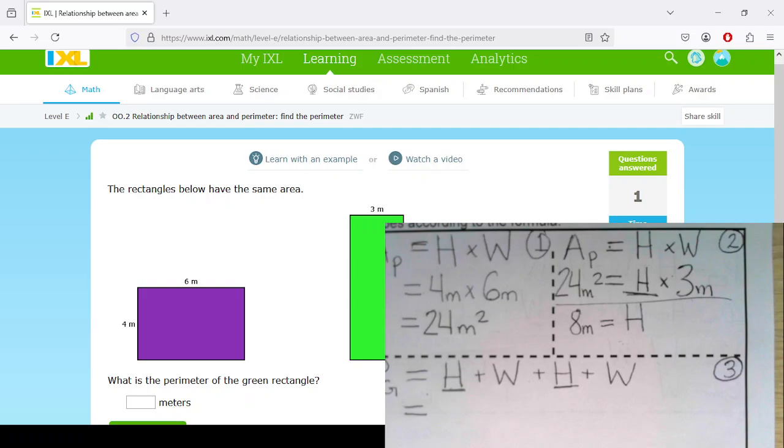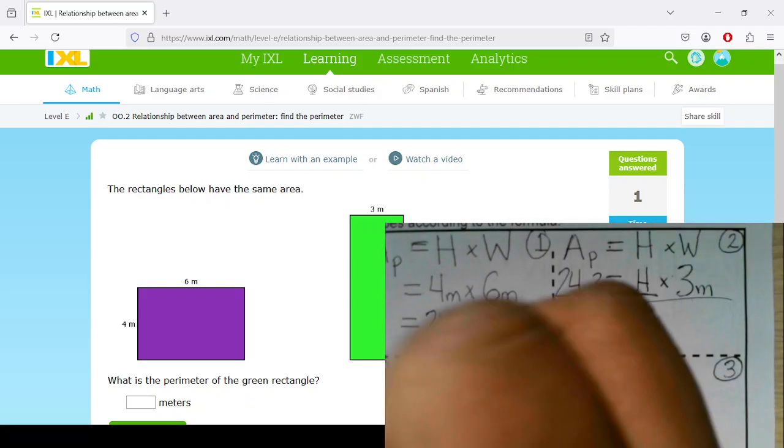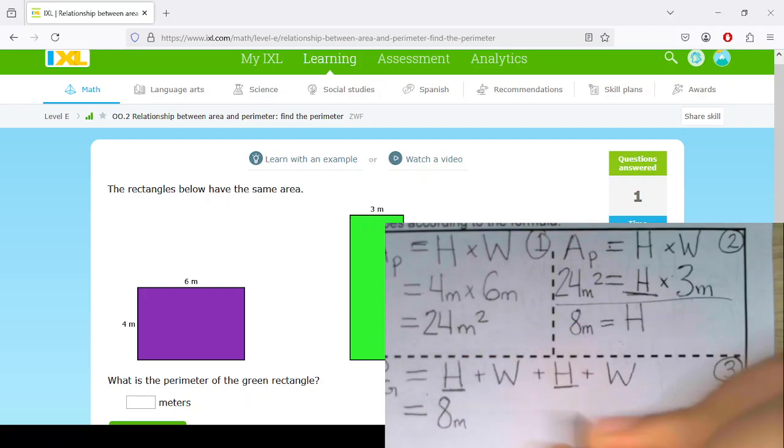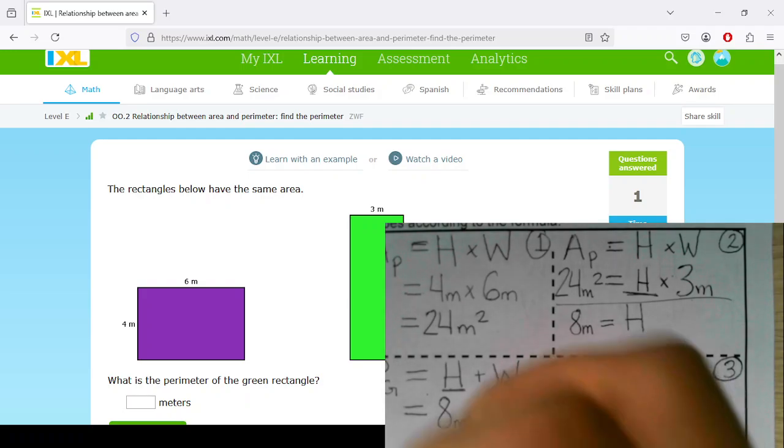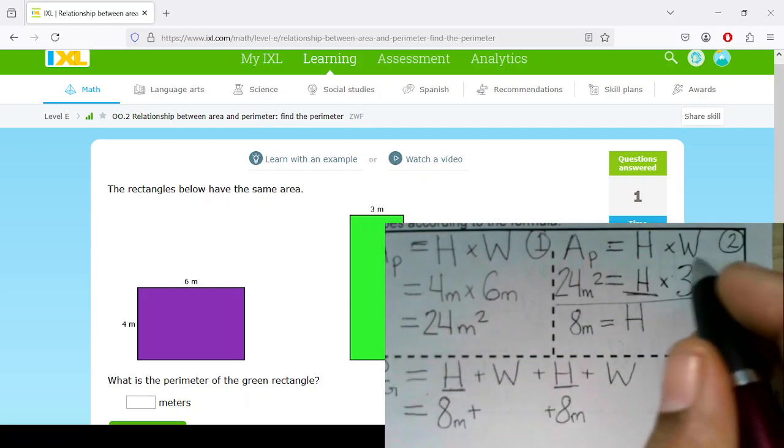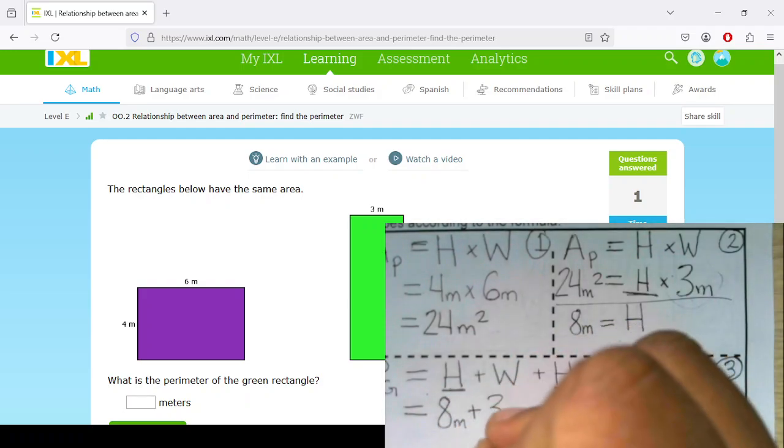So now I can come and find the perimeter of the green rectangle. I know the height. I found out that the height is 8 meters. So plus 8 meters. I'm going to copy 8 in where it goes underneath the height. And I know that the width is 3 meters.